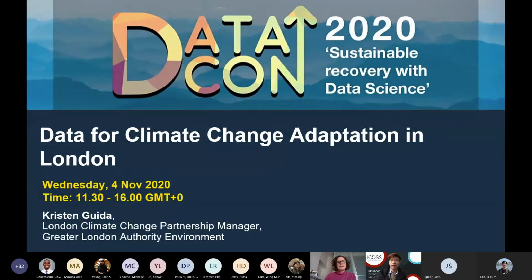our next speaker is from the Greater London Authority, and the talk will be about how data science is used for climate change in London. So the speaker will talk about how data is harnessed, analyzed, and used to generate important insights for managing the changes in extreme weather events caused by the long-term problem of climate change. So we're really excited to have Kristen with us today.